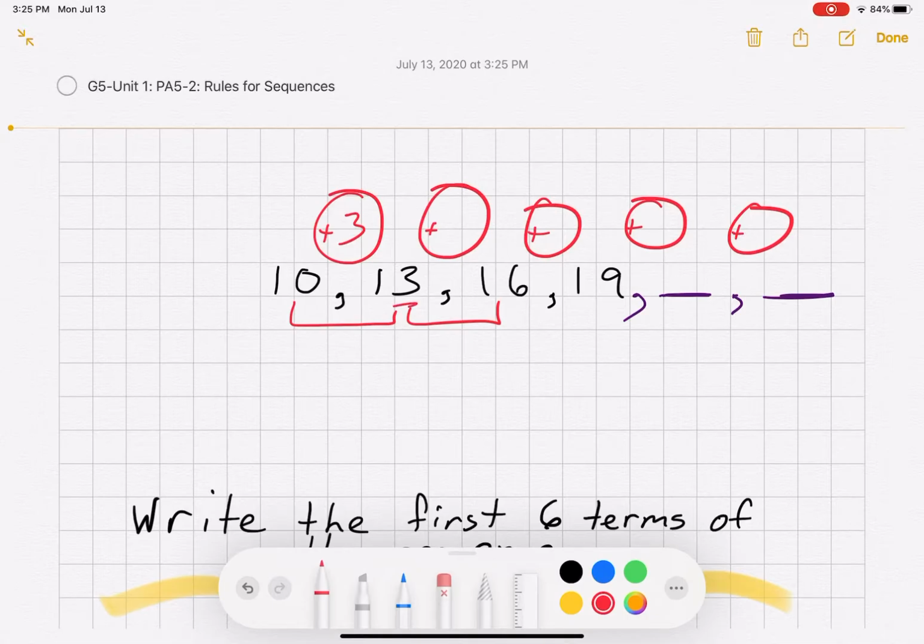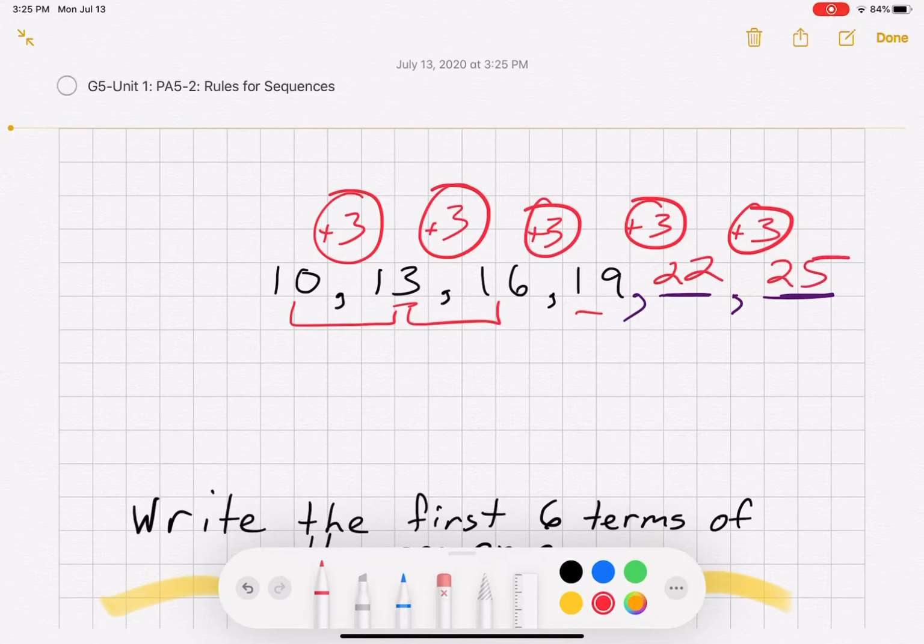Now I'm going to start at 13. I'm just going to double check that. So 13, 14, 15, 16. So I am adding 3. 16, 17, 18, 19. And again, I'm adding 3. So I'm going to keep adding 3 to finish the sequence. So 19, 20, 21, 22. Okay, and then 22 plus 3 is 25.